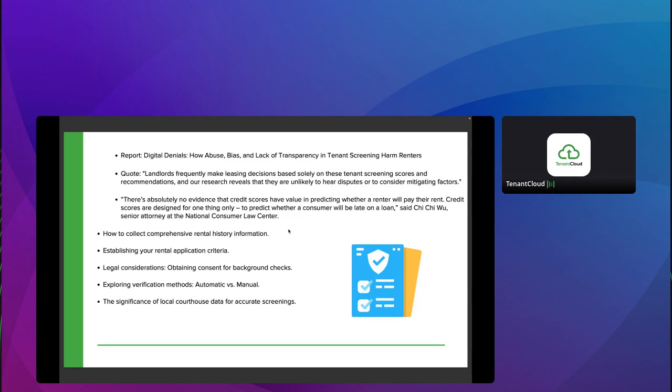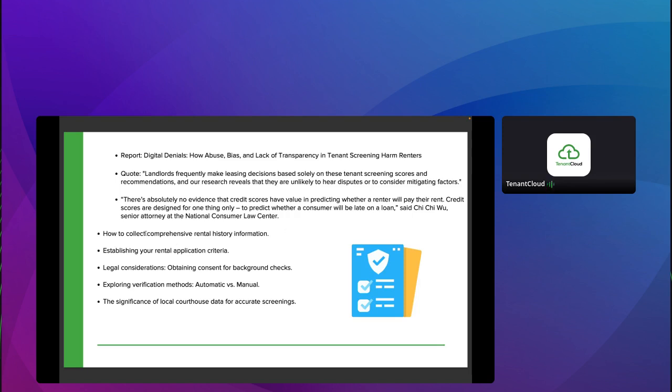One is, landlords frequently make leasing decisions based solely on these tenant screening scores and recommendations. And our research reveals that they are unlikely to hear disputes or to consider mitigating factors. There's absolutely no evidence that credit scores have value in predicting whether a renter will pay their rent. Credit scores are designed for one thing only. They are designed to predict whether a consumer will be late on a loan. That's from the National Consumer Law Center and a senior attorney there.